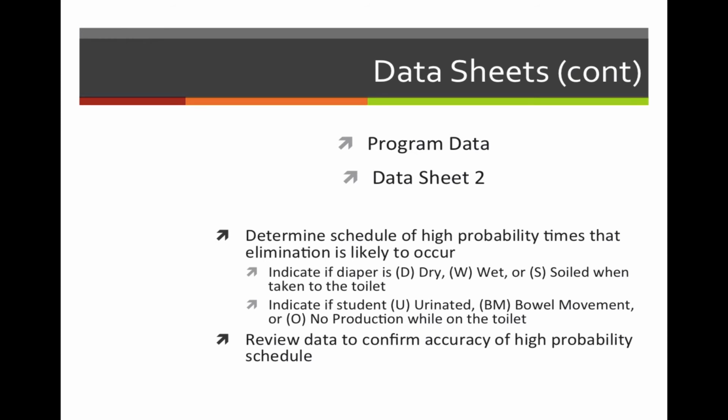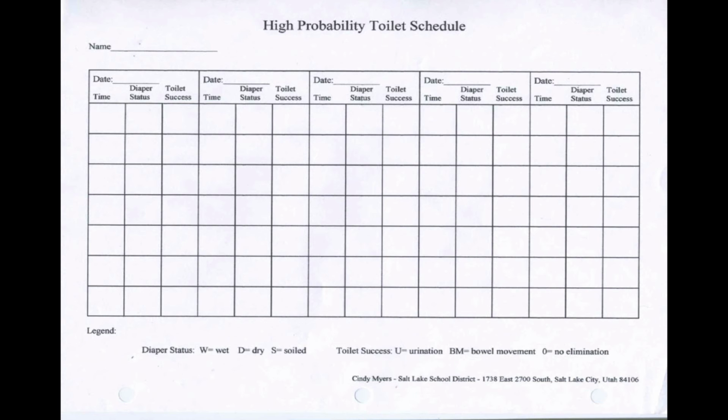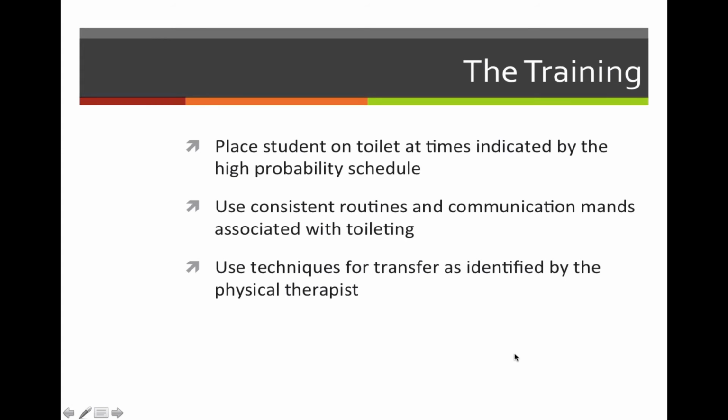The second data sheet is your actual program data, meaning that you are doing something. So similar to the previous, the baseline, you have dry, wet, and soiled, but you also have indicate if the student urinated, had a bowel movement, or no production while on the toilet, and review to confirm how accurate that high probability schedule was. So this looks very similar. You can see here you are going to talk about the diaper status that's here, dry, wet, and soiled, and toilet success. Now we're on the toilet, we're doing these things. Were they able to do one of these? All right. So the training, very similar.